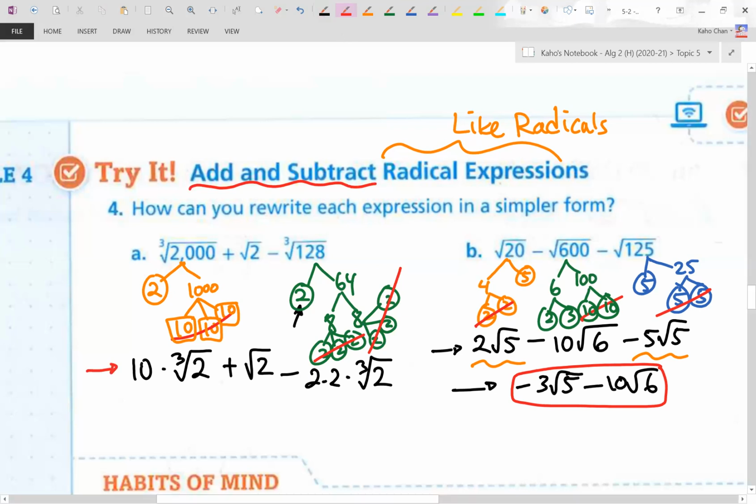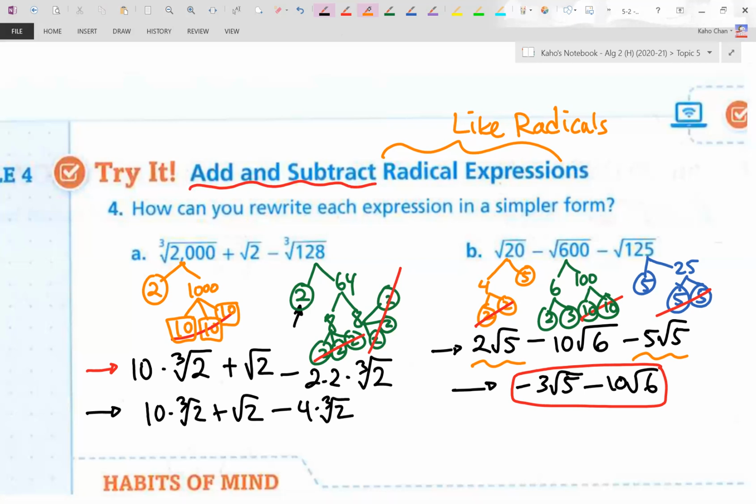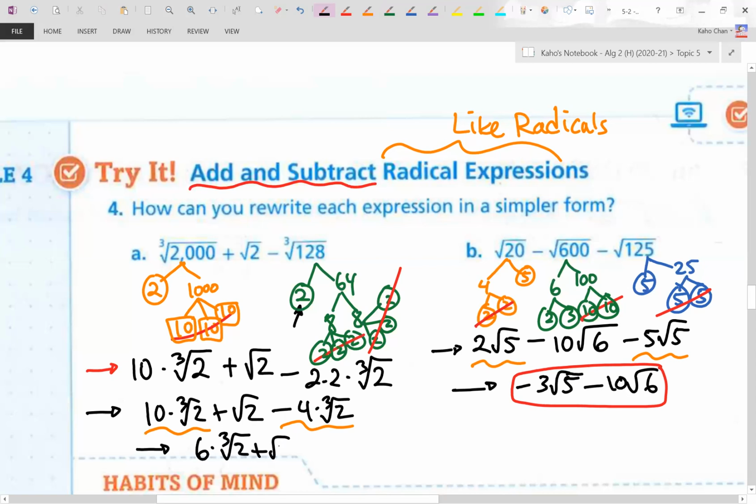Which means my expression is now 10 times cube root of 2 plus the square root of 2 minus 4 times the cube root of 2. Notice the cube root of 2s are like terms, so those can be combined together. Yeah, like radicals. 10 of those minus 4 of those is 6 of those funny looking radicals. 6 times the cube root of 2 plus the square root of 2. Okay, and that's it.